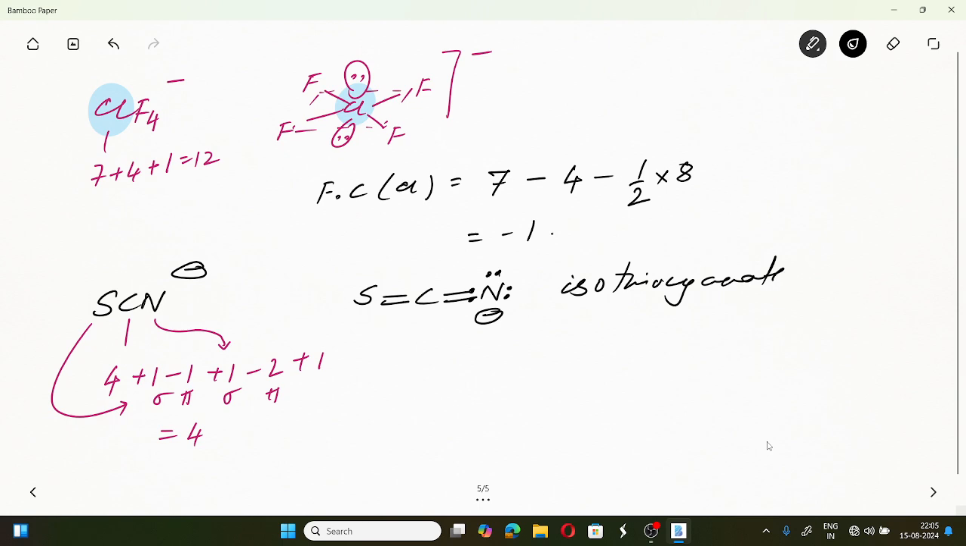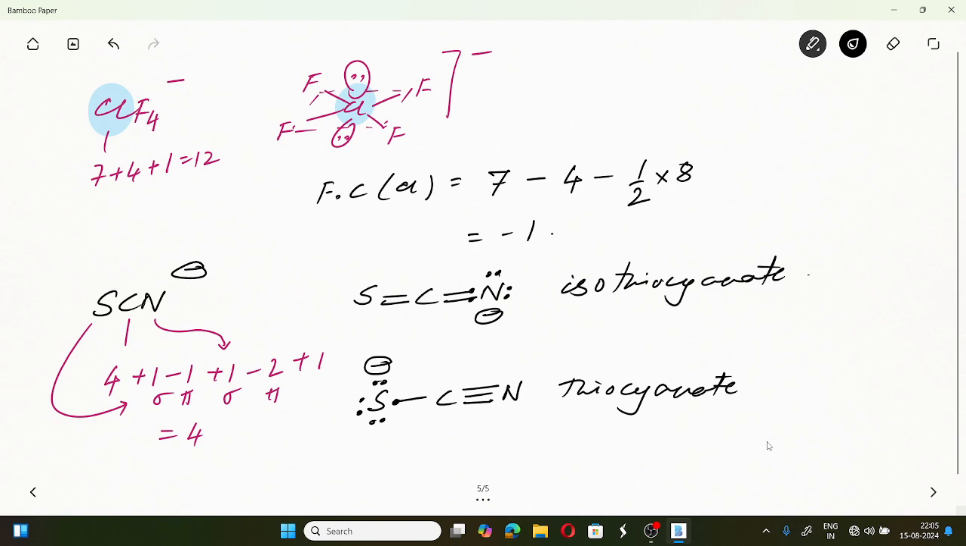This is isothiocyanate. But if we go the other way, that means if we give a triple bond between this C and N, then if you look at sulfur, you see there will be 7 electrons and the negative charge is over sulfur here. So this is thiocyanate.